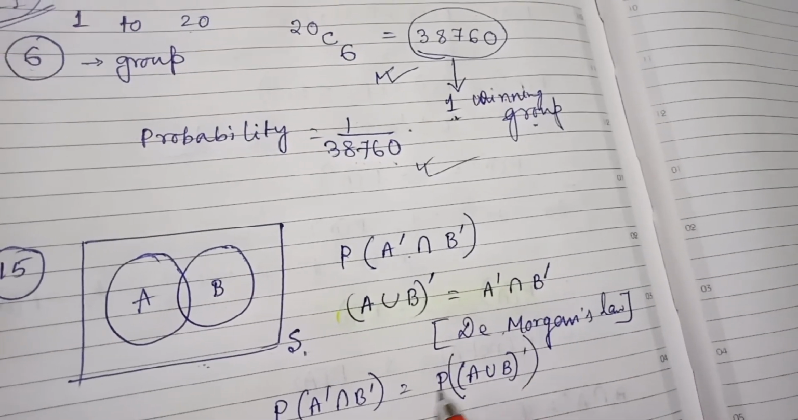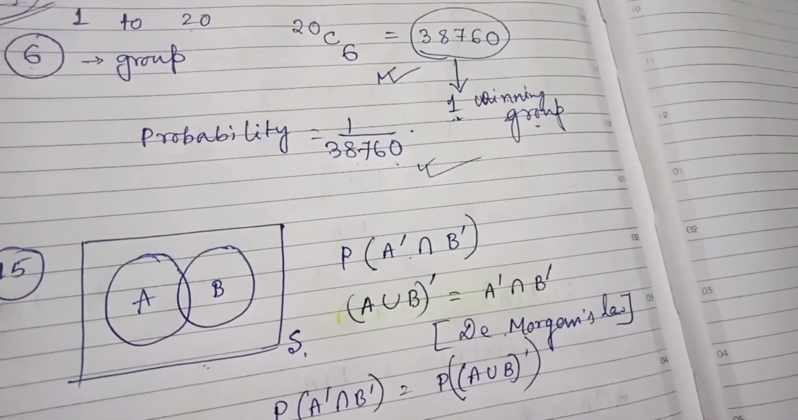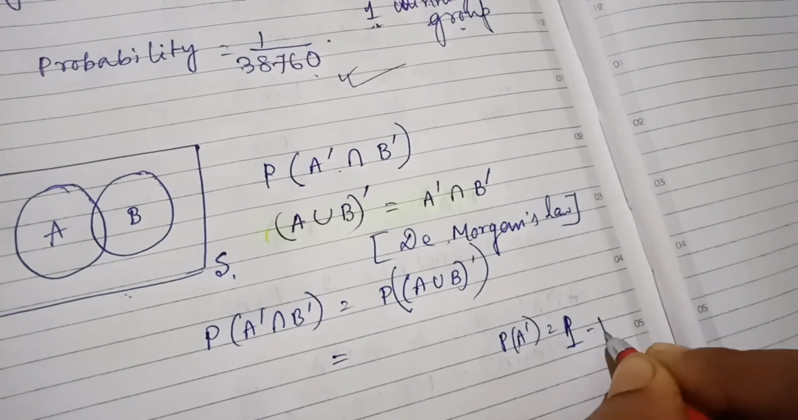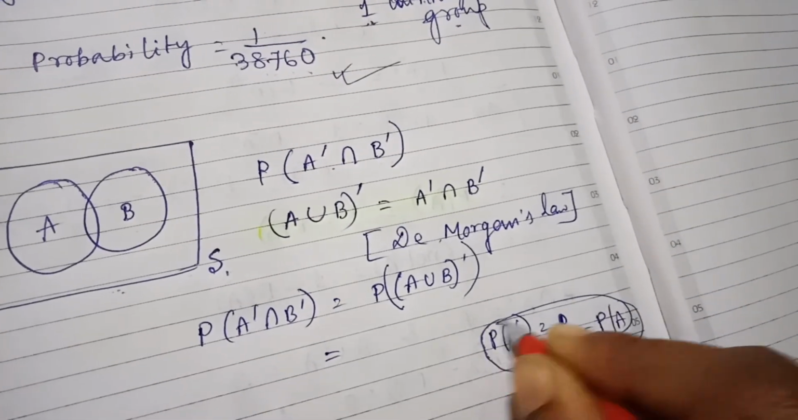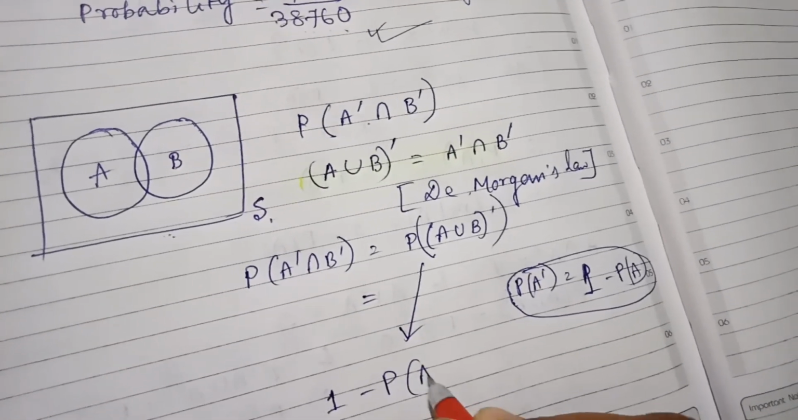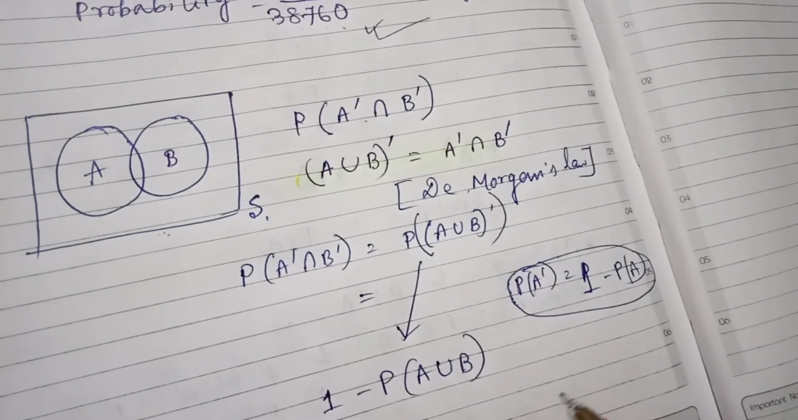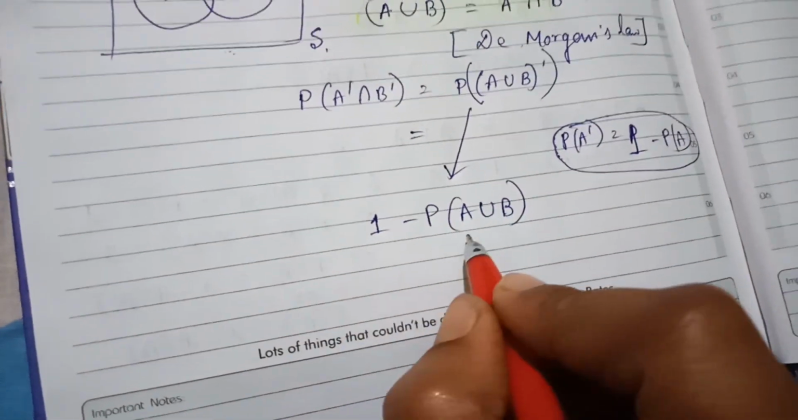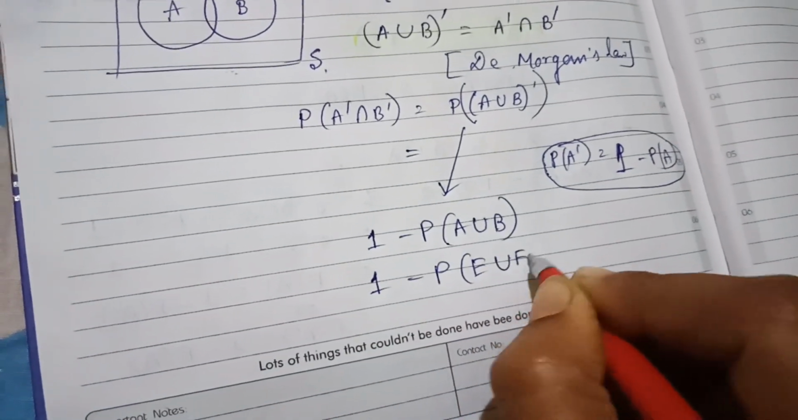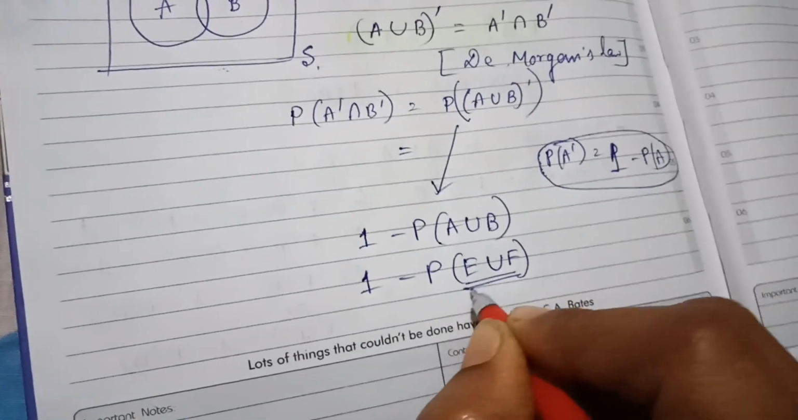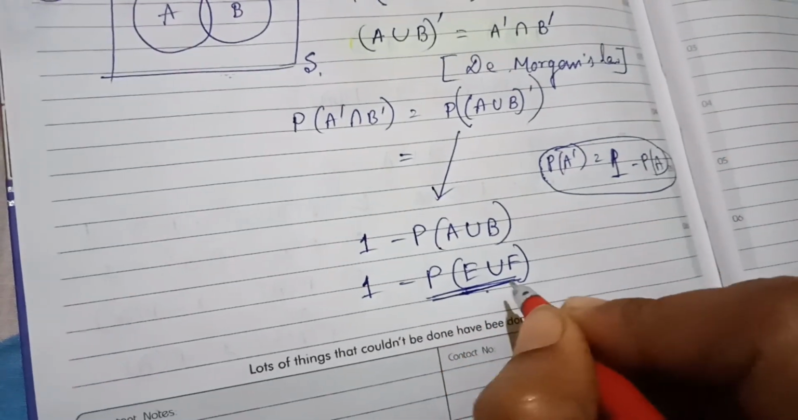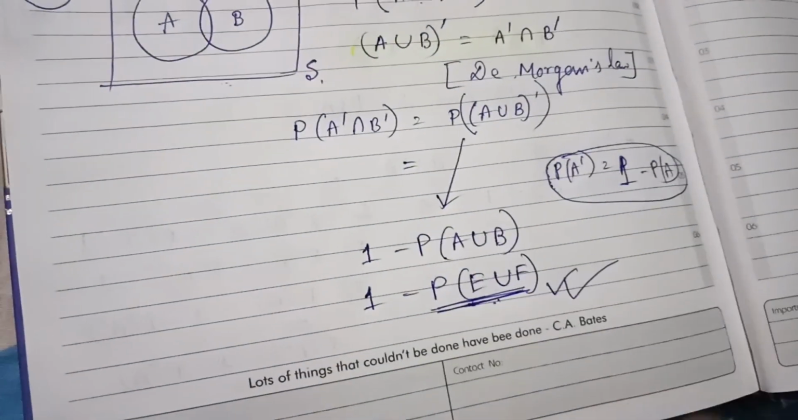Now we can write this from the formula P of A dash equals 1 minus P of A. From this formula we can write this as 1 minus P of A union B. Here they have taken E and F, so it will be 1 minus P of E union F. From the first part of the question, you have already got P of E union F's value, just put it over here and you will get the answer.